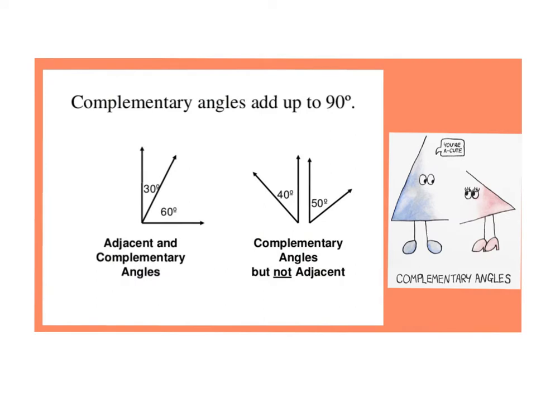All right, a couple pieces that we want to make sure we understand. Complementary angles add up to 90 degrees, and we're going to need to know that to help us solve for some missing angles. Adjacent complementary angles, we see that right here. That means they are next to each other, sharing a vertex and a common side. These two angles over here are complementary. They equal 90 degrees, but they are not adjacent, because they do not share a common vertex or a common side.